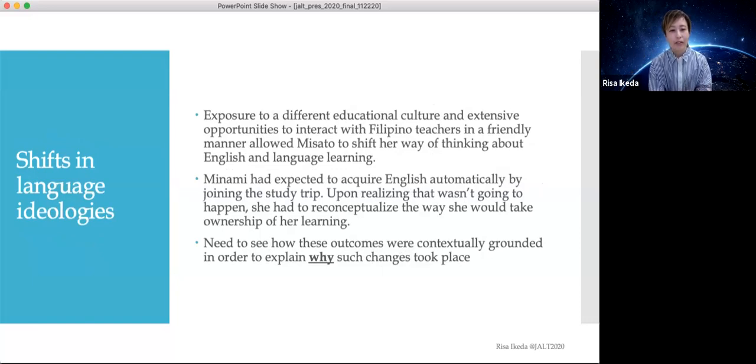Okay, so to summarize, their exposure to a different educational culture and extensive opportunities to interact with Filipino teachers in a friendly manner allowed them, especially the first learner, to shift her way of thinking about English and language learning. The second learner also had expected to acquire English automatically by joining the study trip. Upon realizing that wasn't going to happen, she had to reconceptualize the way she would take ownership of her learning. And I'm going to argue that it was important to think about why these changes took place, and that's why I did the qualitative part.